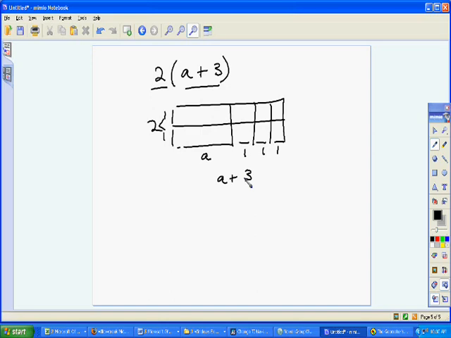So if I take 1 times A, how big is this rectangle right here? Well, we kind of don't know, but we have a name for it. What do we call it? A. How big is this rectangle? 1 times 1 is 1. So, looking at my answer, what is my total answer? 2A plus 6. Or, if we do the distributive property, we get 2A plus 6.